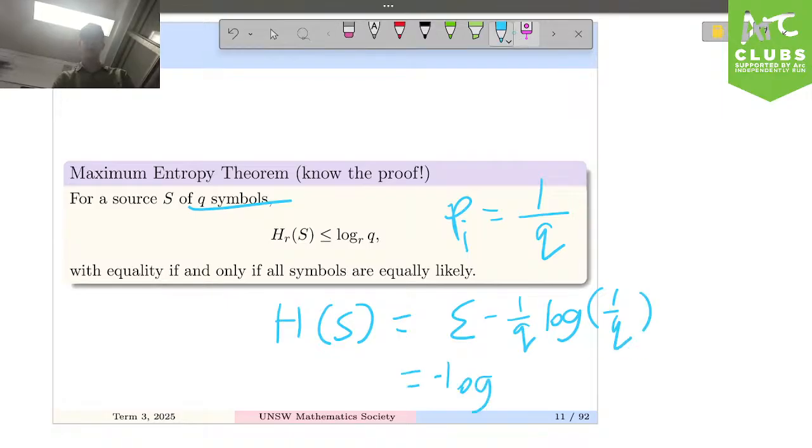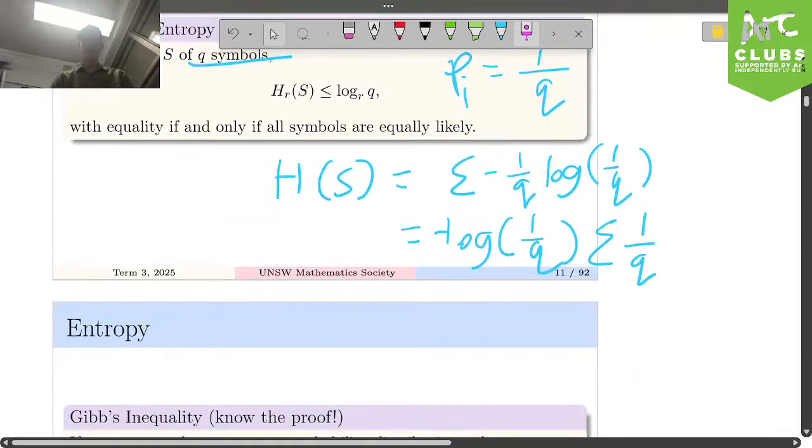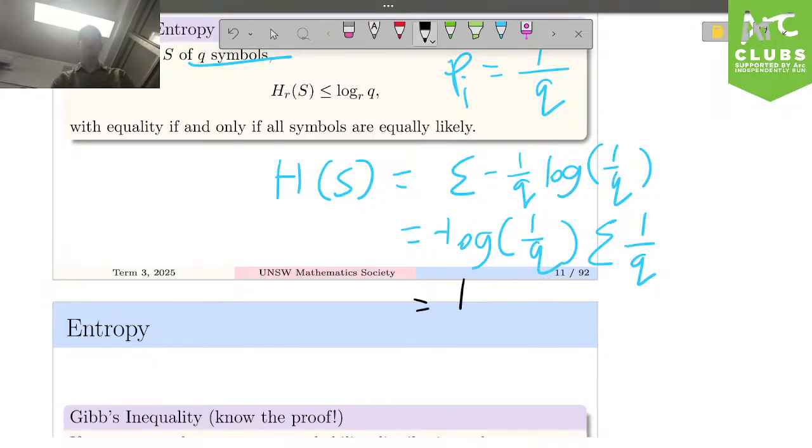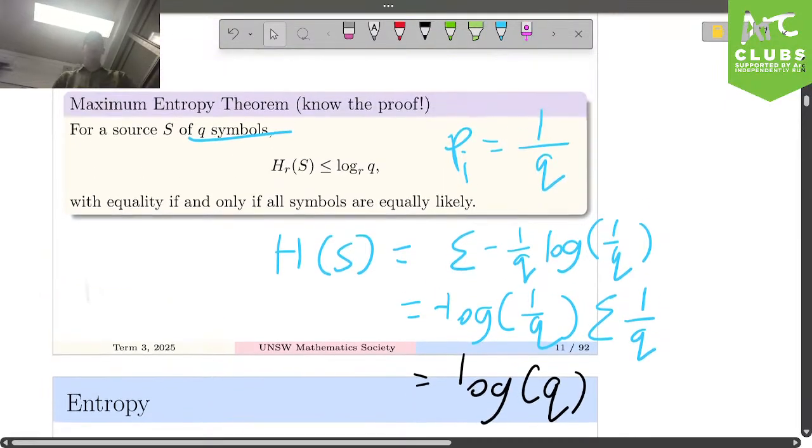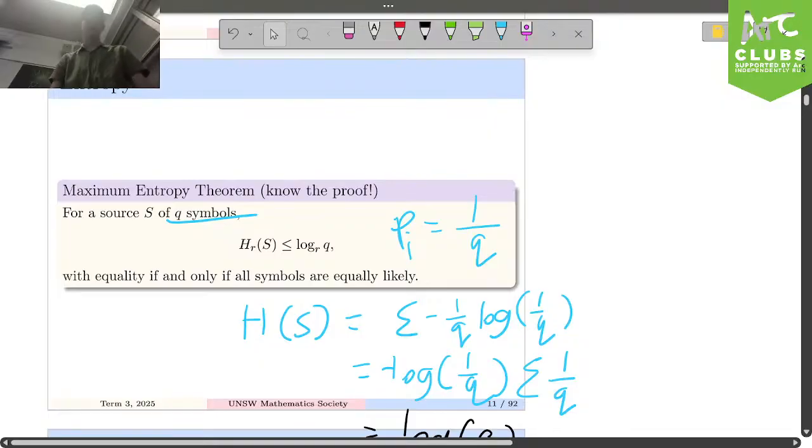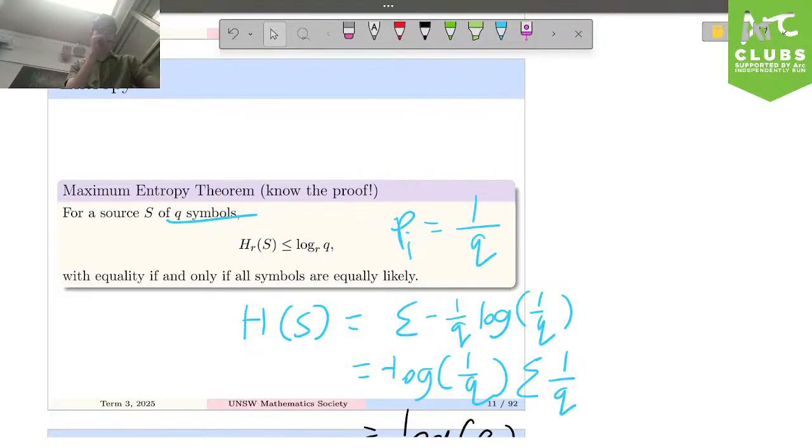So it's negative log of 1 over q times 1 over q. This expression here turns out to just be 1, and then you can use log laws to write this as log q. On the intuitive level, what this is saying is that we can have a better expected amount of information per source symbol when we have source symbols closer to uniformly distributed. So that's the intuitive idea.